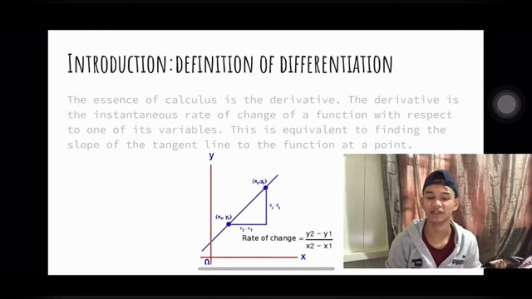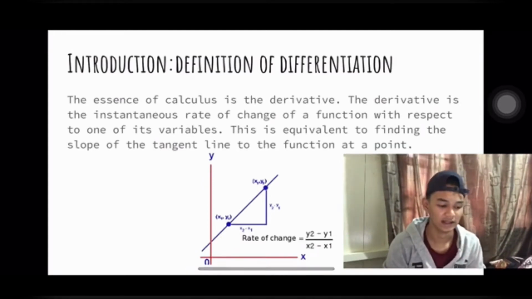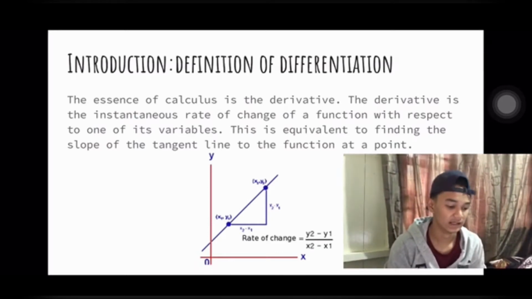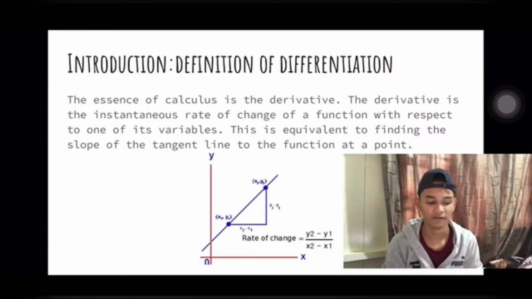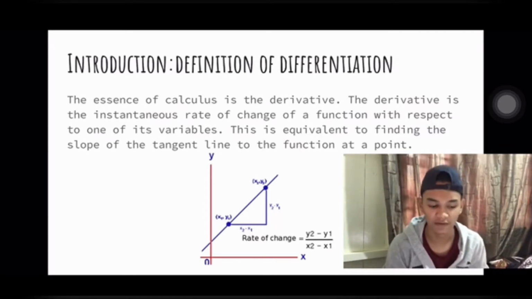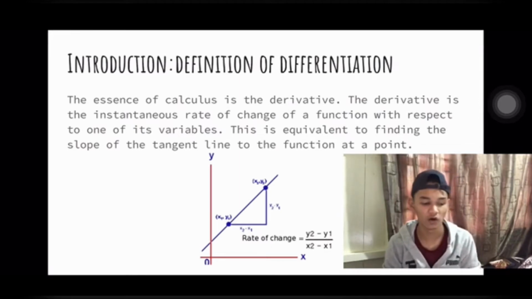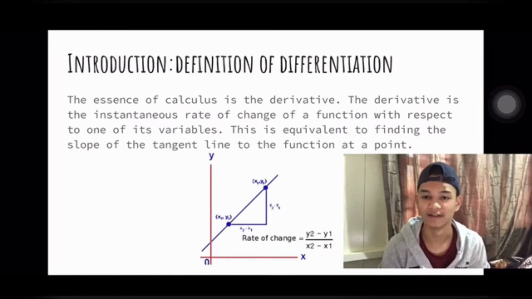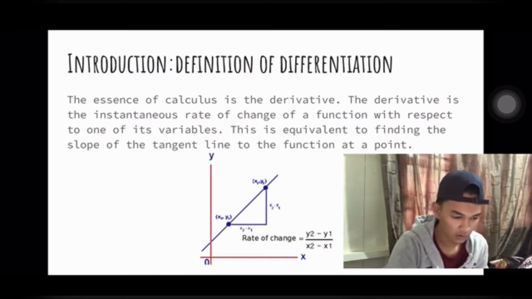Definition of differentiation: the essence of calculus is the derivative. The derivative is the instantaneous rate of change of the function with respect to one of its variables. This is equivalent to finding the slope of the tangent line to the function at the point. Then we go to the next slide.